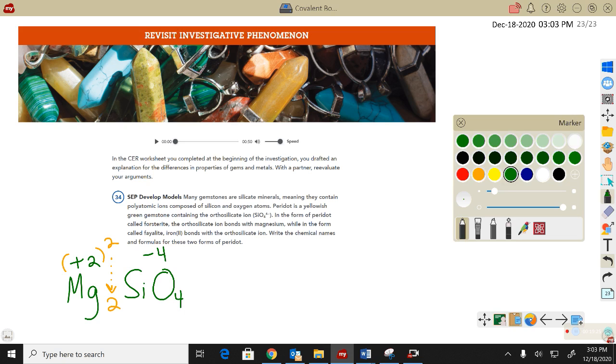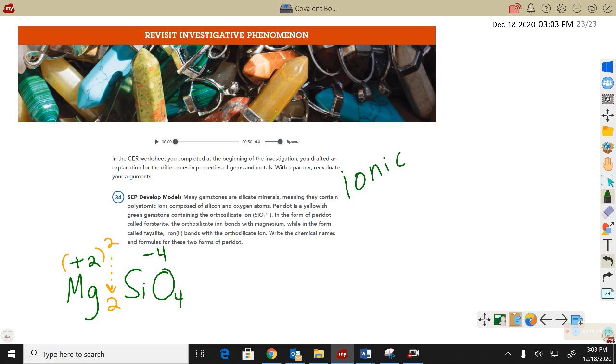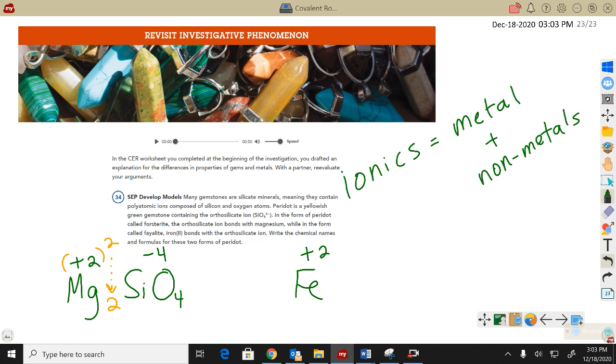Now you could also be a crisscrosser, and we're talking ionics here. Because there's a metal bonded to nonmetals. It could be one nonmetal or it could be a group of nonmetals, a polyatomic. So now I've got iron Roman numeral 2, which just means the charge is +2. And then the orthosilicate ion was 4 minus or minus 4.